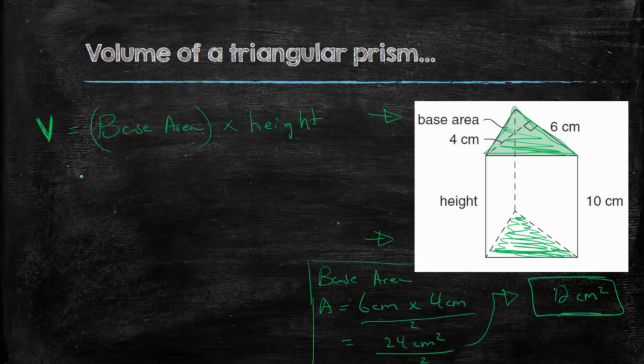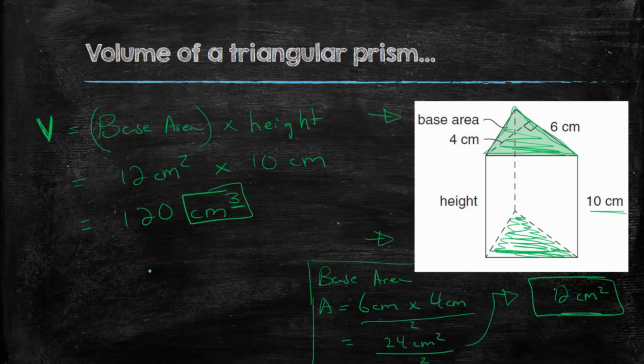Okay, so the area of this triangle right here is 12 centimeters squared. So the base area here is 12 centimeters squared times height. Well, what's the height? The height of this particular figure is 10 centimeters. So 12 centimeters squared times 10 centimeters gives us 120 centimeters cubed.